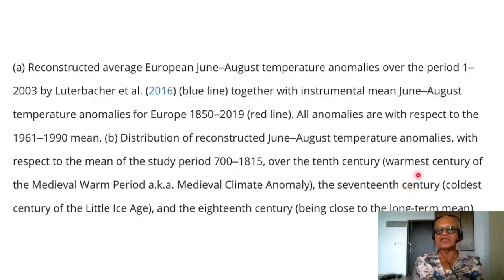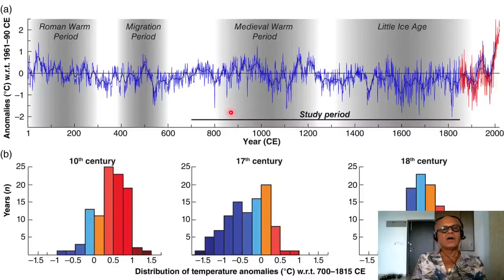We look at the 10th century, the warmest century of the medieval warm period, also known as the medieval climate anomaly; the 17th century, which was the coldest century of the Little Ice Age; and the 18th century, which is close to the long-term mean used as the base period here. Okay, so here we are, anomalies in degrees centigrade with respect to the 1961 to 1990 common era.